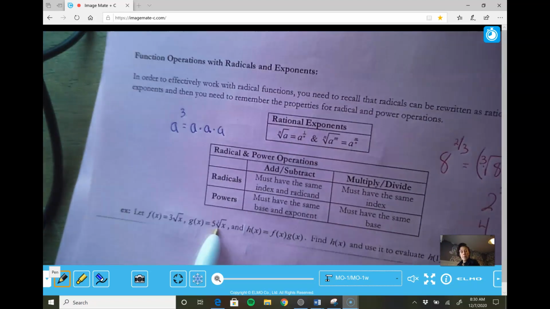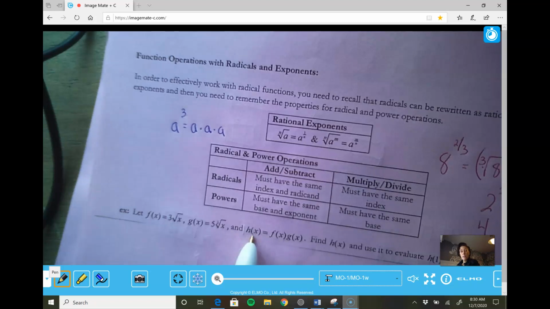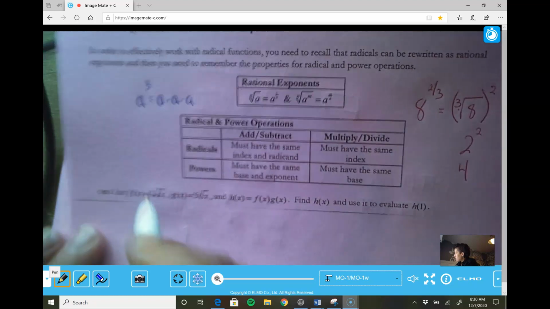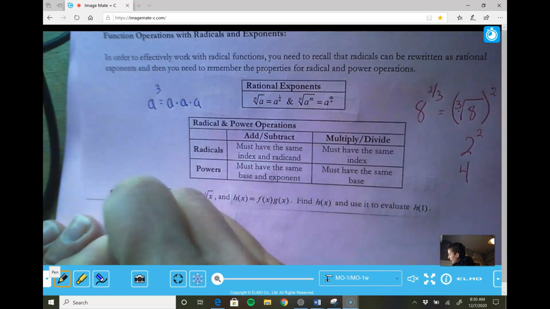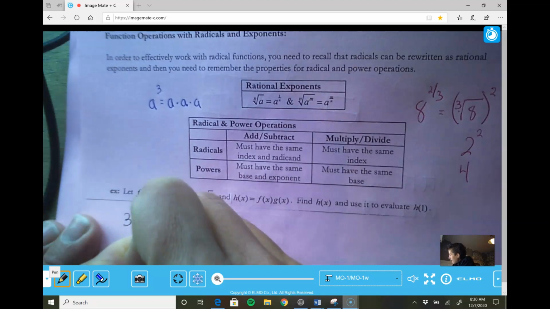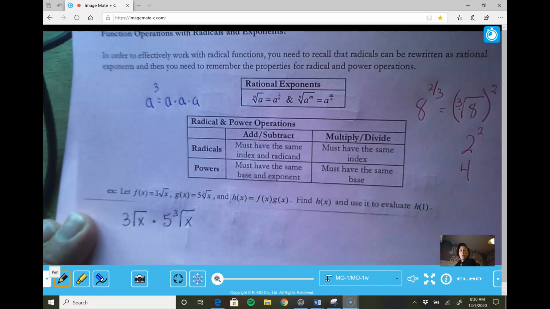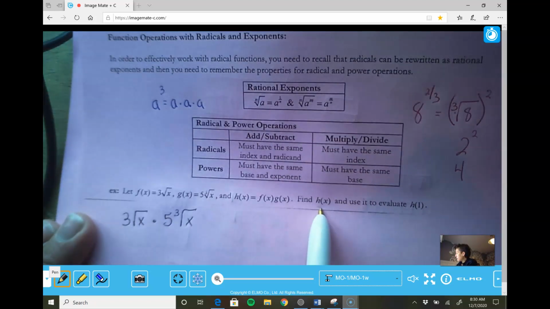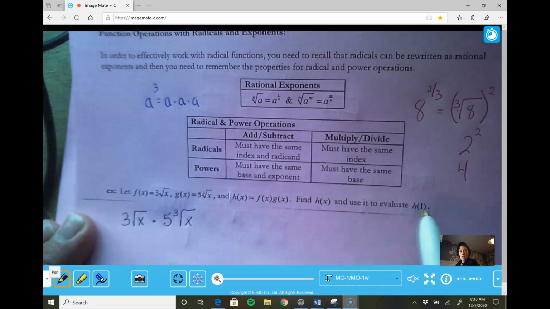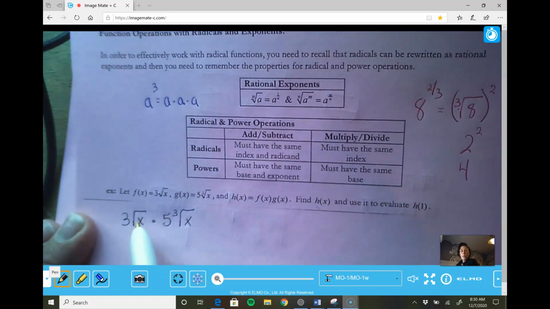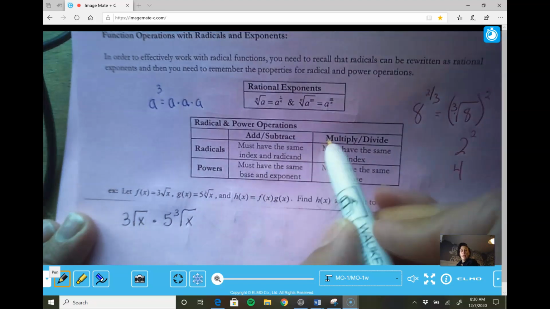So anyway, let's go through these. We're going to start with multiplying and dividing. We're going to have 3 times the square root of x and 5 times the cube root of x. So we're going to set up what they want us to do, and then we're going to go back to here. To find h of x, we just have to multiply these two functions. So 3 times the square root of x, times 5 times the cube root of x. First we're going to find h of x, and then we're going to use it to evaluate h of 1.